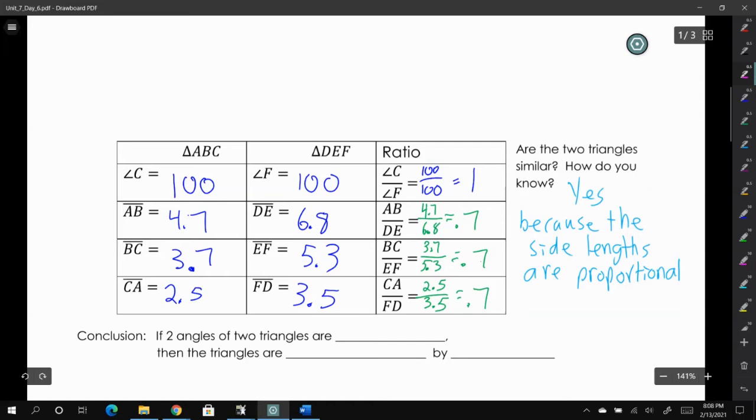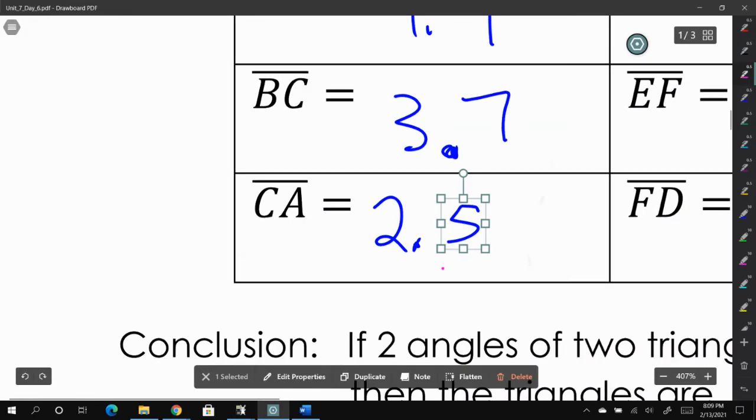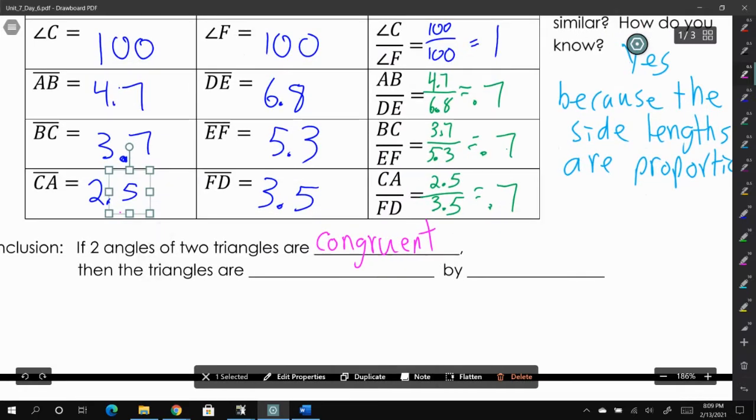So the only information that we absolutely knew was that two angles in one triangle were congruent to two angles in another triangle. Just based off of that information, we were able to prove that these two triangles as a whole were similar to each other. So if two angles of two triangles are congruent, then the triangles are similar. The triangles are similar by angle-angle similarity.